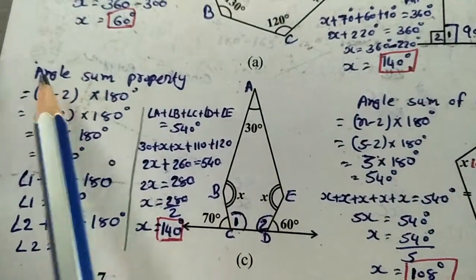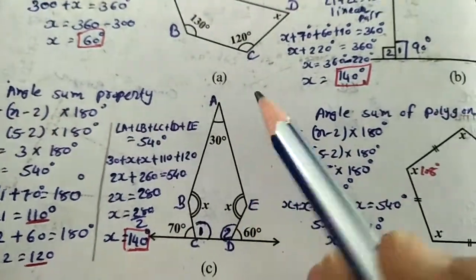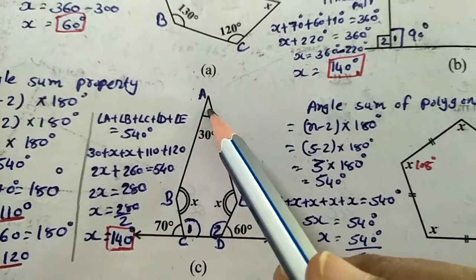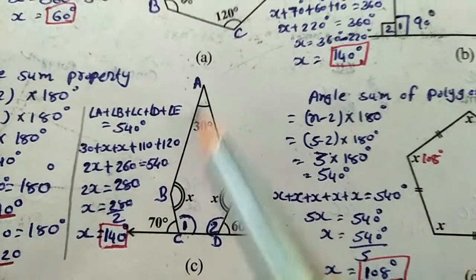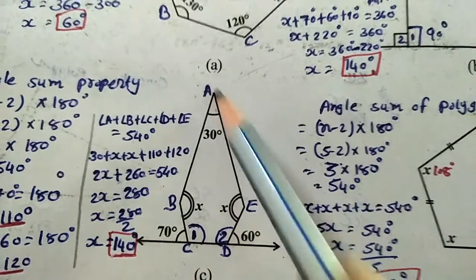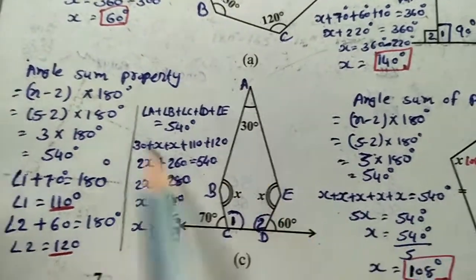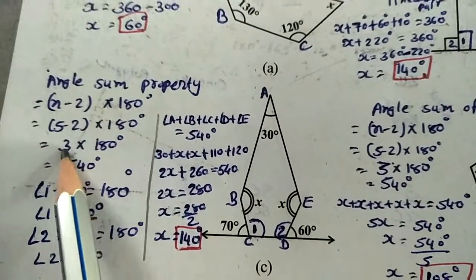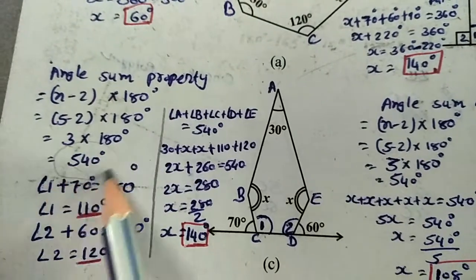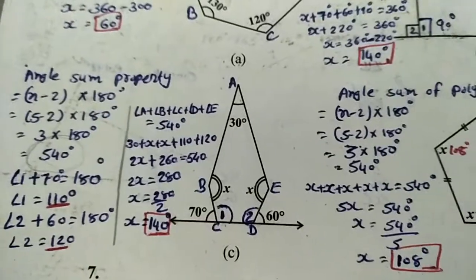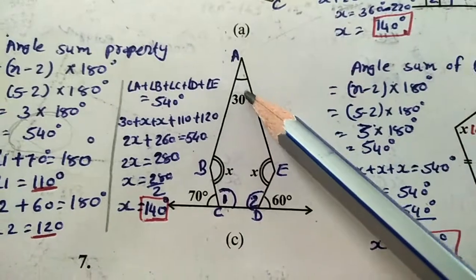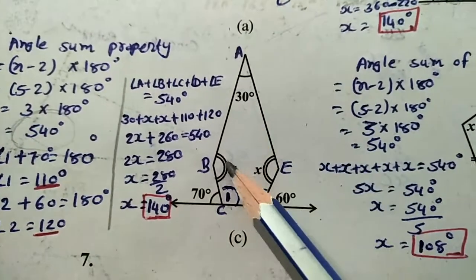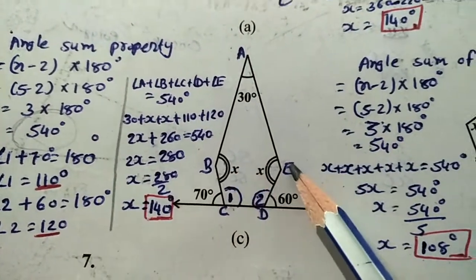The next figure you have to solve by angle sum property. See this figure, how many sides does it have? 1, 2, 3, 4, 5 sides. It's a 5-sided figure. So 5 minus 2, so 3 into 180. So the total is how much? 540. Okay. Now in that 540 you have got only one angle measure given to you. These two are equal, x and x.